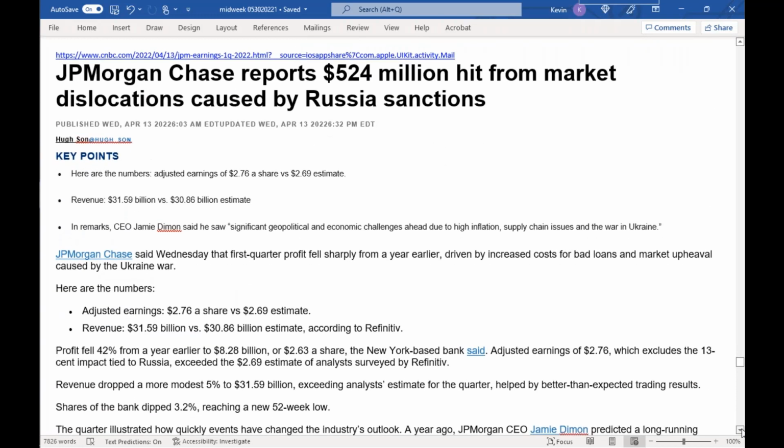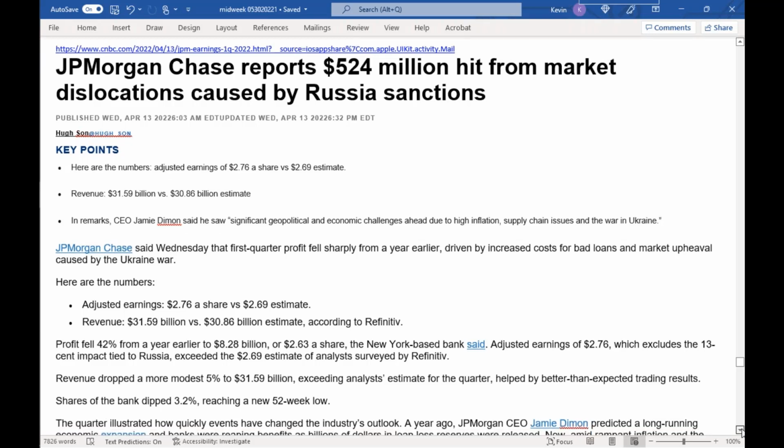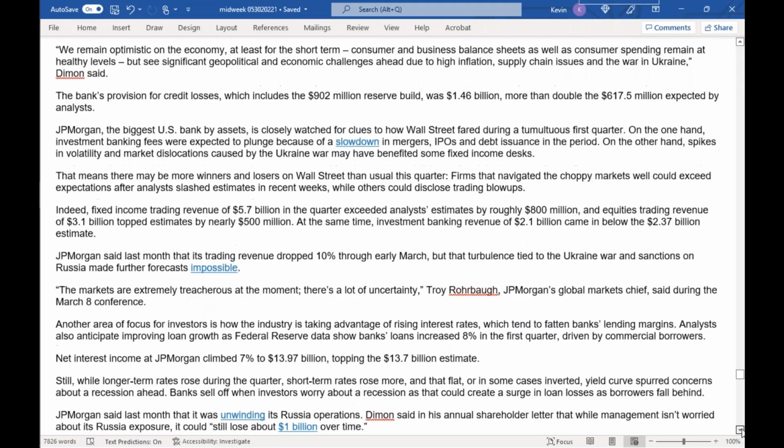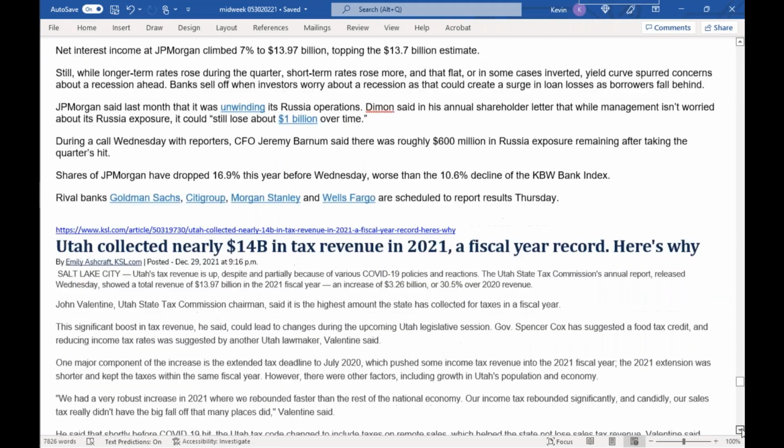I found it interesting as I went through JP Morgan Chase's report that they were being hit by Russian sanctions. At least that's what they said as I worked through their schedule and their 13. Yeah, it's very easy to see where they are losing some money.